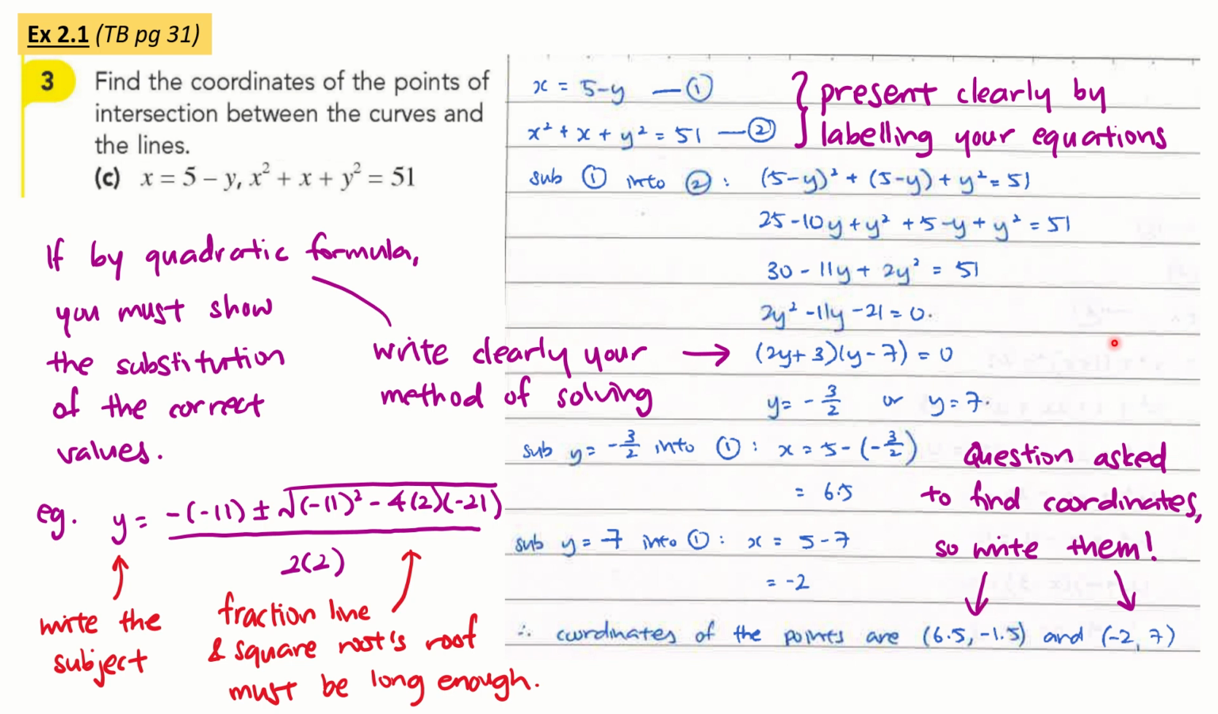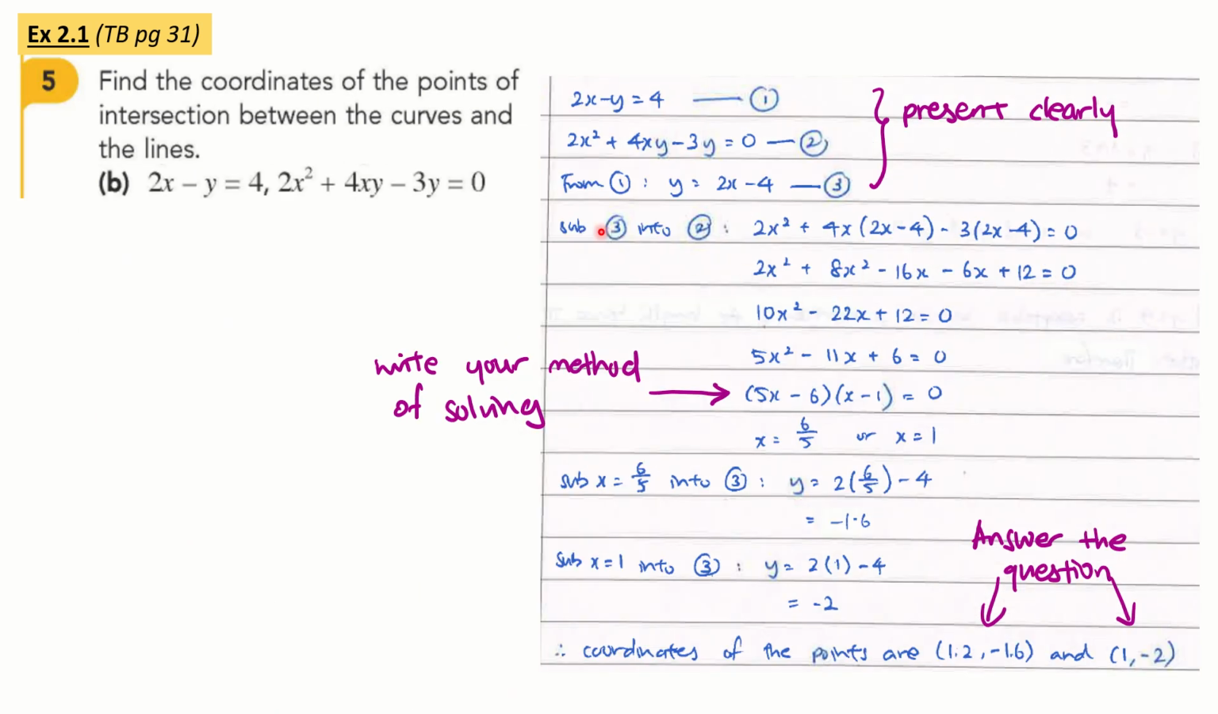Alright, I'll move on next to question 5b. Okay, so in question 5b, we want to find the coordinates again of the points of intersection between the curves and the line. So this is the equation of the line, and then this quadratic one is the equation of a curve. So again, present very clearly. I have to make the y the subject, y equals 2x minus 4, and then after that proceed to solve. So again, answer the question. The method of solving is really not a problem. It is more of the presentation that I have issues with.